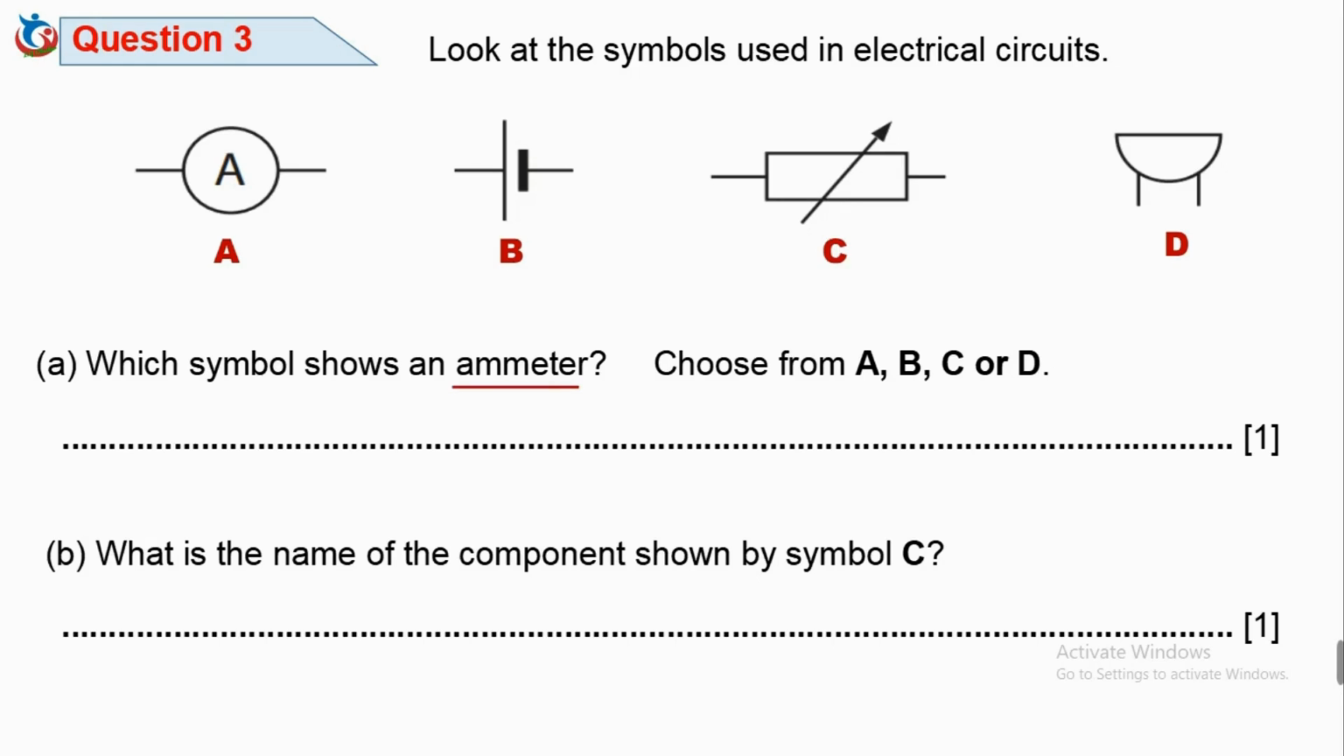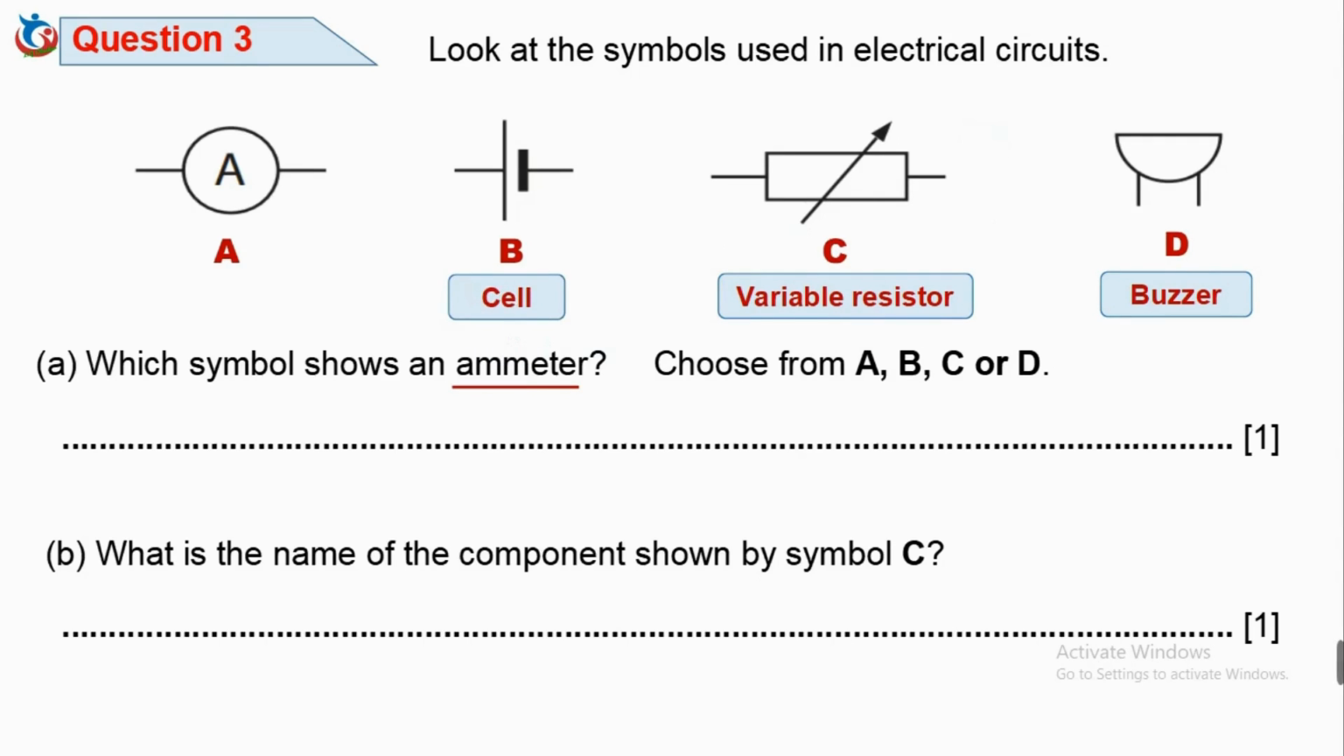D is buzzer. Buzzer is an output device that gives a beep sound in the presence of electrical signal. C is a variable resistor, a resistor of which the electric resistance value can be adjusted. B is a cell. The cell converts stored chemical energy into electrical energy, allowing positive charges to flow from the positive terminal to the negative terminal in an electric circuit.